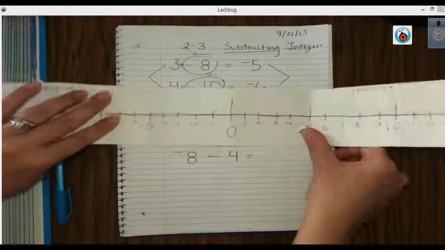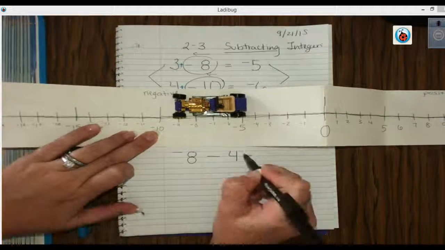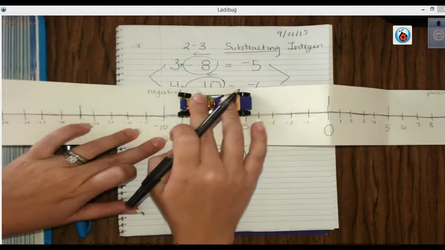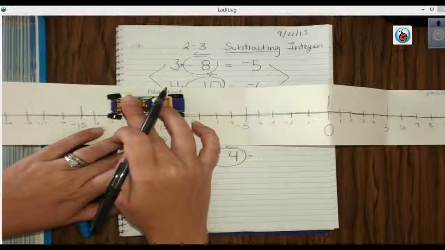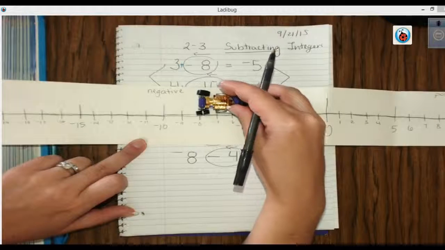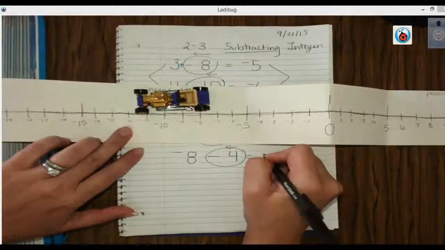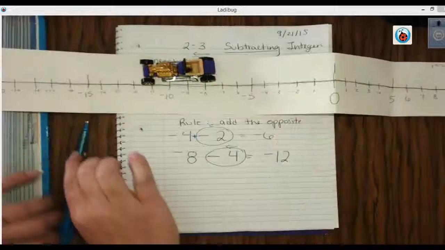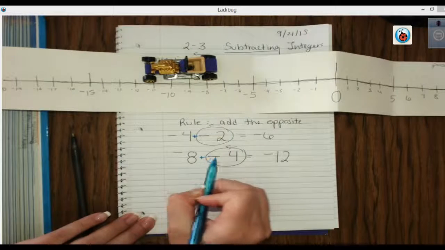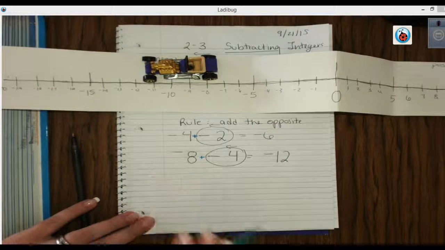So let's say we have negative 8 minus 4. We can use our number line. We can start at negative 8, move 4 spaces to the left, 1, 2, 3, 4. Where did we end up? We end up at negative 12. If we were to use our rule for add the opposite, that means we have a plus sign here. Negative 8 plus negative 4. Because what's the opposite of a positive 4? A negative 4.